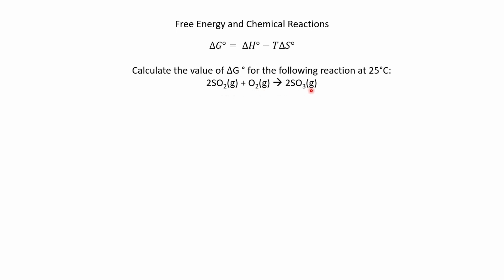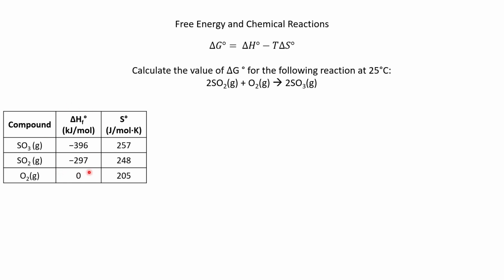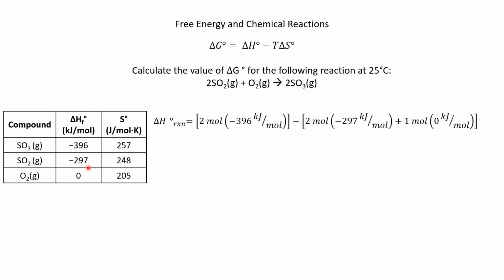Now let's consider free energy and chemical reactions. One of the most important equations we use in thermodynamics is this one right here, because it's going to relate Gibbs free energy, enthalpy, and entropy. Let's calculate delta G for this reaction right here at 25 degrees Celsius. We are given a data table with our enthalpy and our entropy. First, I'm going to calculate enthalpy, or delta H. This is just products minus reactants. So here are all of my numbers plugged in, and I get a delta H of negative 198 kilojoules.